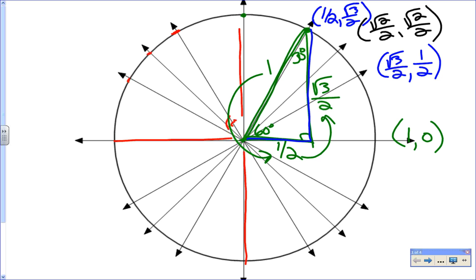This one up top, well, what's the x value? It is 0. The y value is 1, because once again, that's a radius, right? Okay. Let's get rid of some of this extra stuff. Well, maybe we could leave that one.